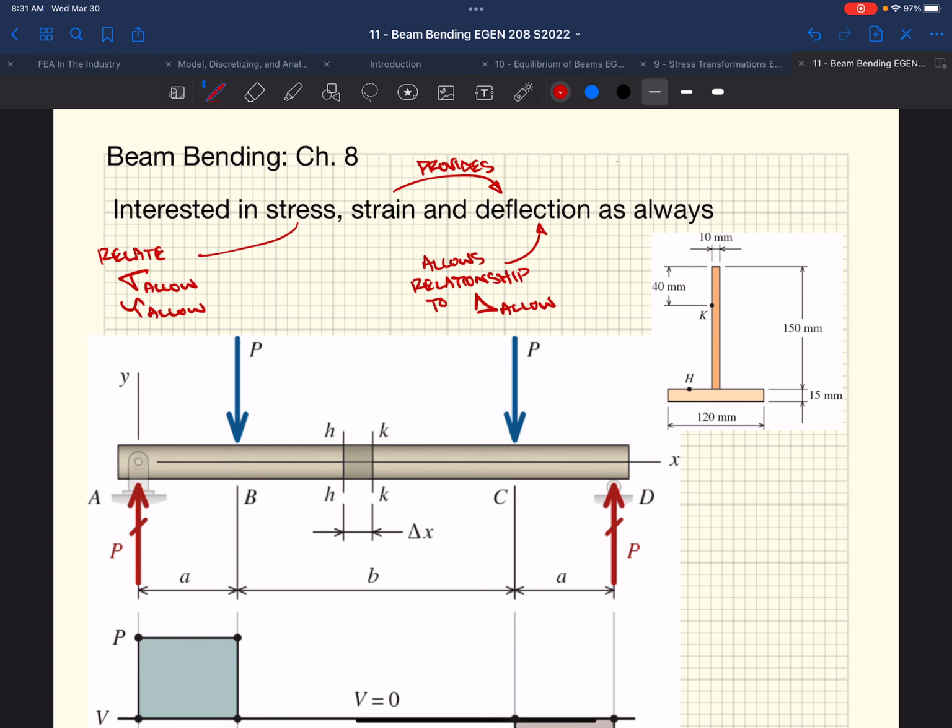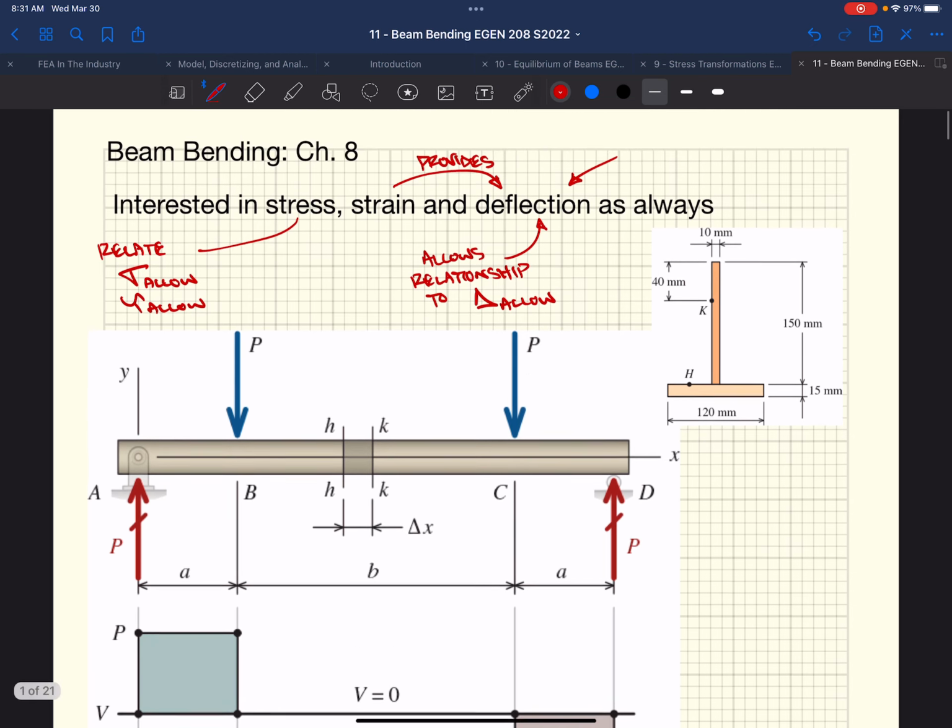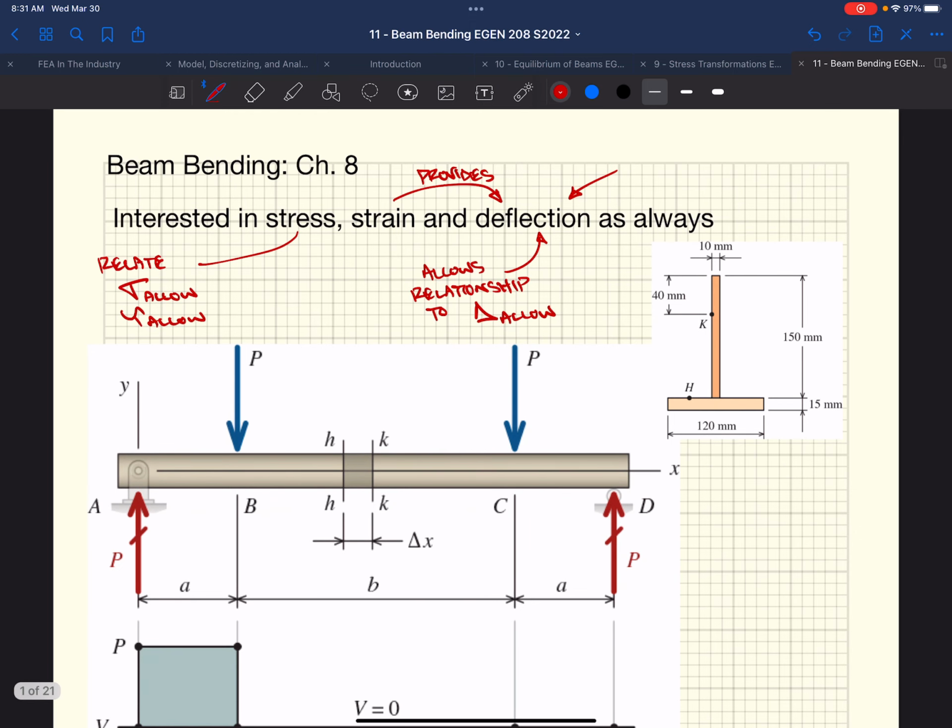Also, displacement, as we've used in axial and torsional systems, deflection provides equations for solving unknowns. What the hell just happened? Okay, we're good, we're back.